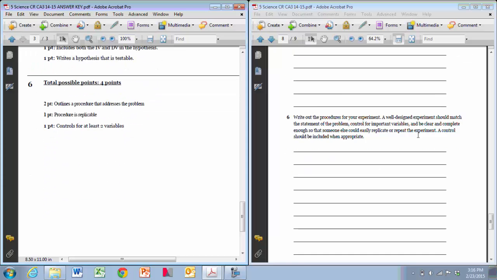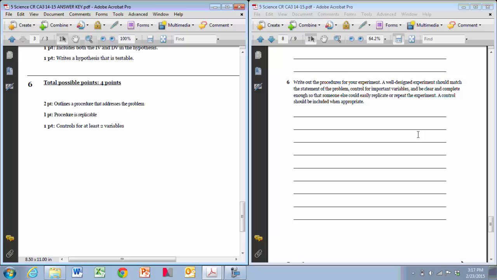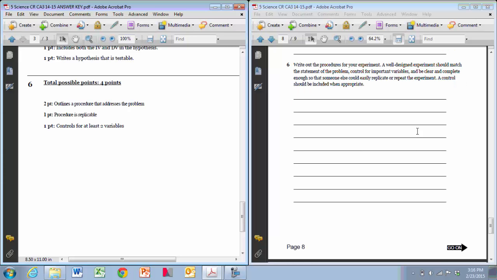Okay, and then question 6 asks them to write out all of the procedures for their experiment. This will vary a little bit scholar to scholar, so be sure to read through them carefully and note that it contains each of these parts in the rubric. So the first thing you want to make sure is that whatever they outline actually addresses the problem that they noted at the very beginning in question number 4.